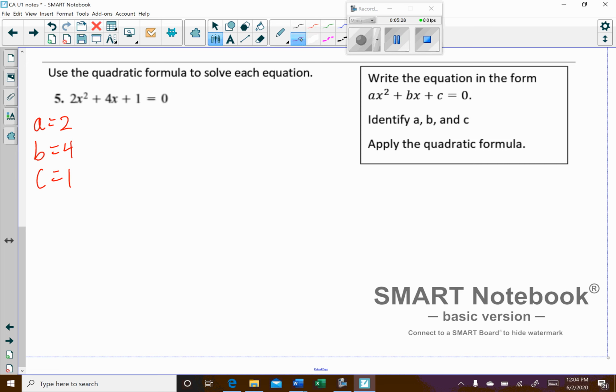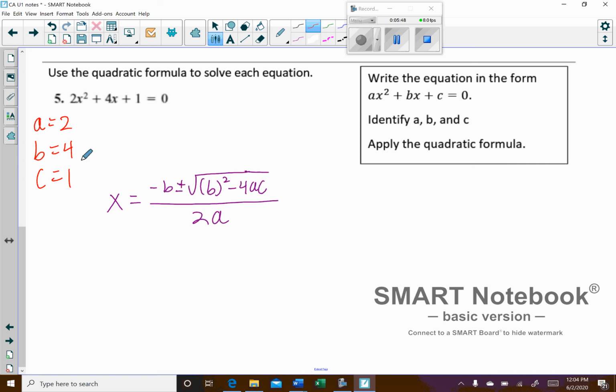Now I'm going to write down the quadratic formula. I would just write it down every time until you memorize it. It takes a couple of times just writing it down, but then you'll get the muscle memory on that. All divided by 2 times A. Okay, so now we're going to plug in these values over here.